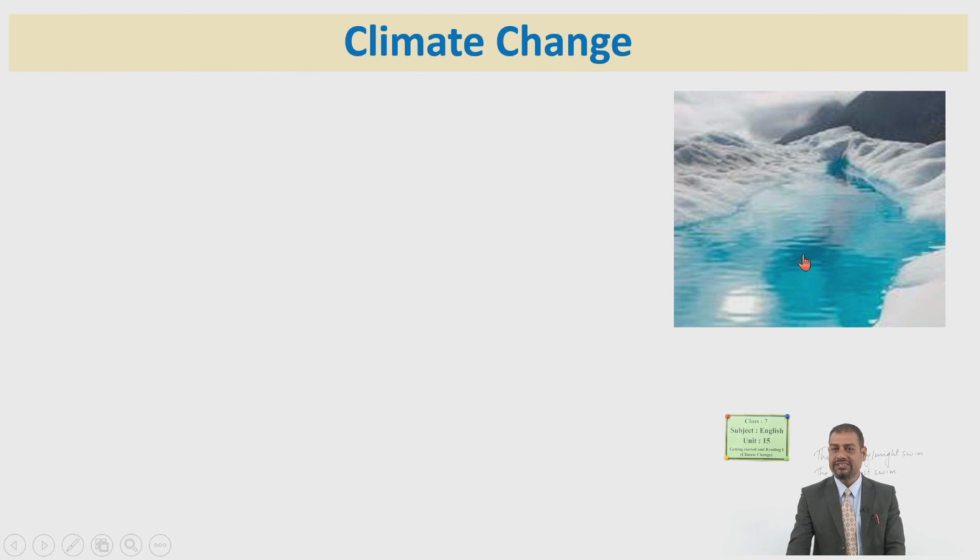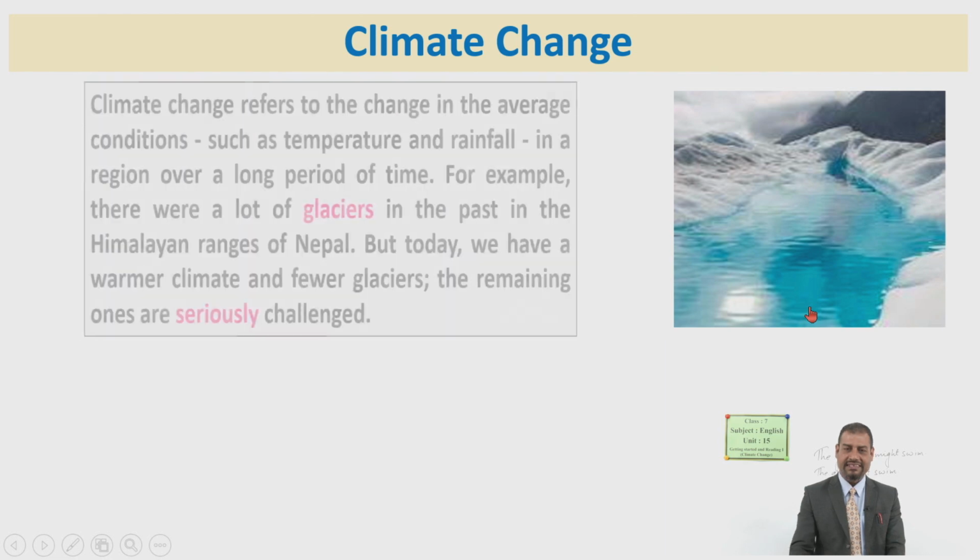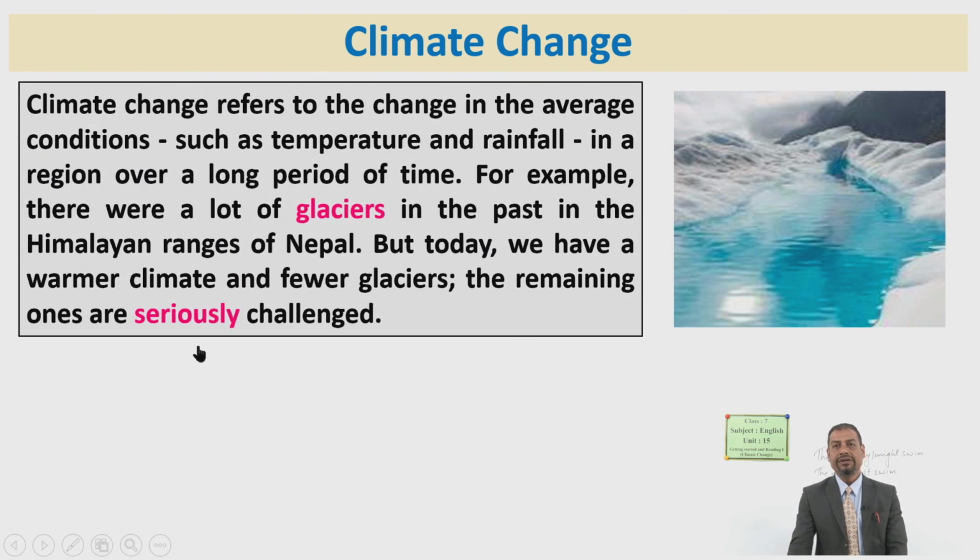So can you see the picture here? What is the picture about? Okay, the picture is about a glacier. So do you know the meaning of glacier? You will know later. Okay, so I want to read it and you also read with me and try to understand. Okay, climate change refers to the change in the average conditions such as temperature and rainfall in a region over a long period of time.